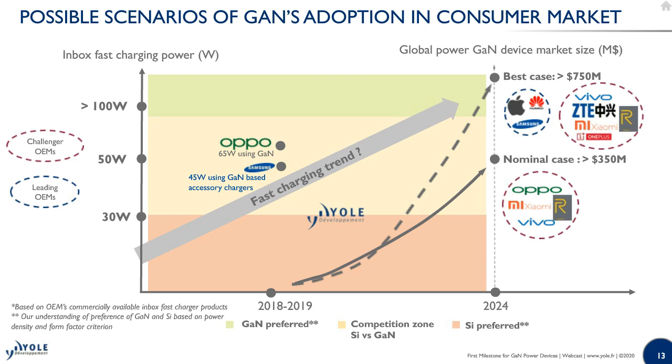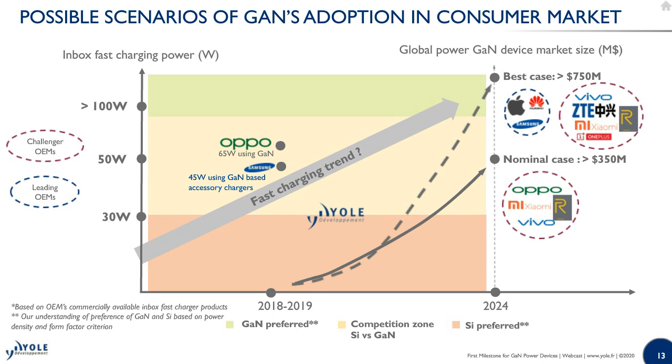As a consequence, we expect the overall market to reach beyond $350 million by 2024. But let's not forget that the leading OEM Samsung has also adopted GaN-based devices in its accessory chargers for 45 watts.